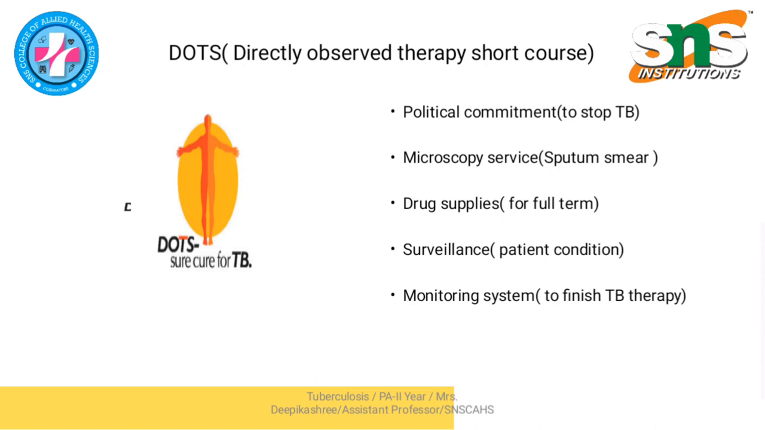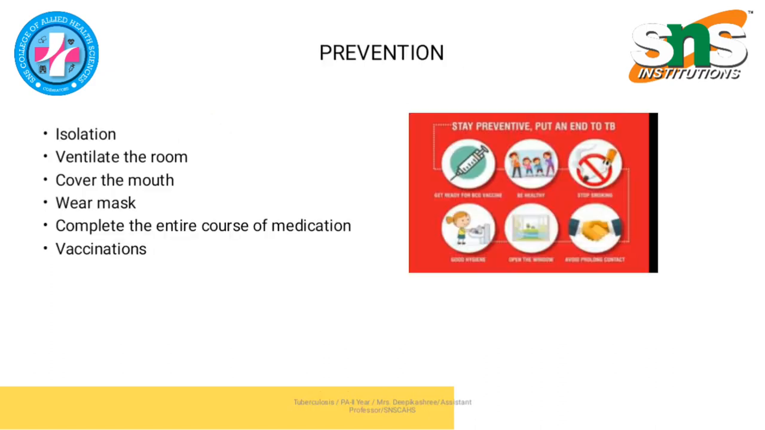And then DOTS, directly observed therapy short course: political commitment, microscopic services, drug supply, and surveillance and monitoring systems are followed by the government and can help TB patients to cure TB. The prevention of TB is isolation, ventilation, covering the mouth, wearing a mask, completing the entire course of medication, and vaccinations.